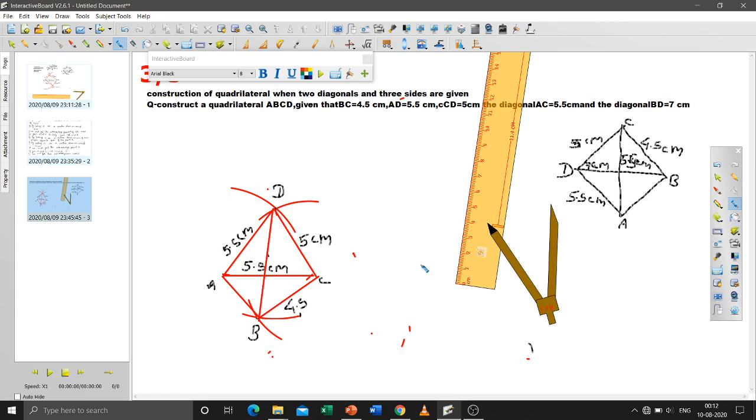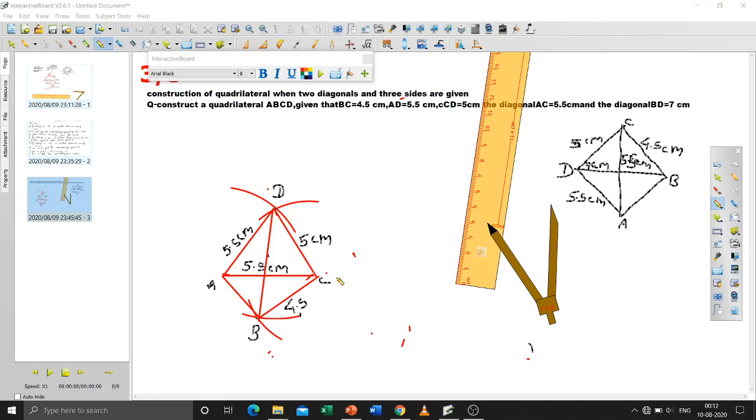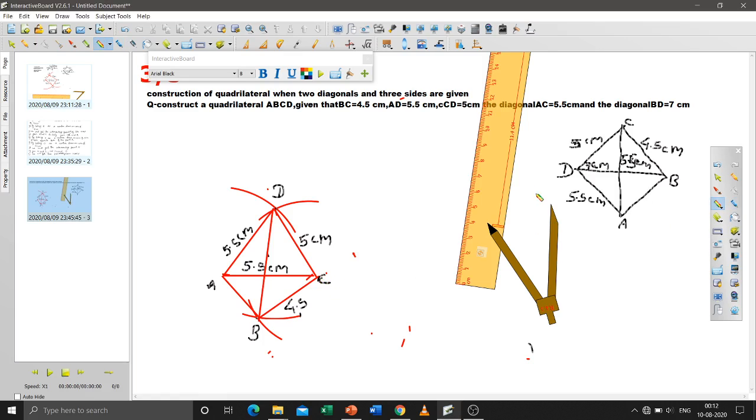Now, what we have done here: first of all, we have drawn the rough diagram of quadrilateral ABCD, in which AD is equal to 5.5 centimeter, DC is equal to 5 centimeter, BC is equal to 4.5 centimeter. Here you can see the triangle ACD. The three sides are given here. So we have drawn ACD first.